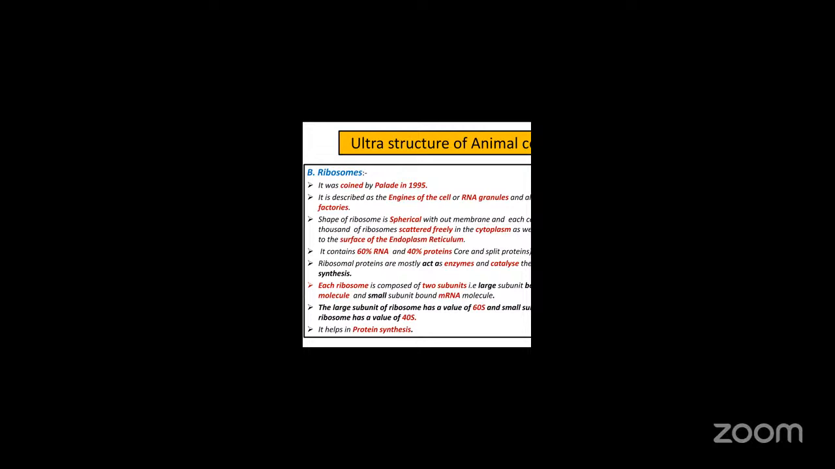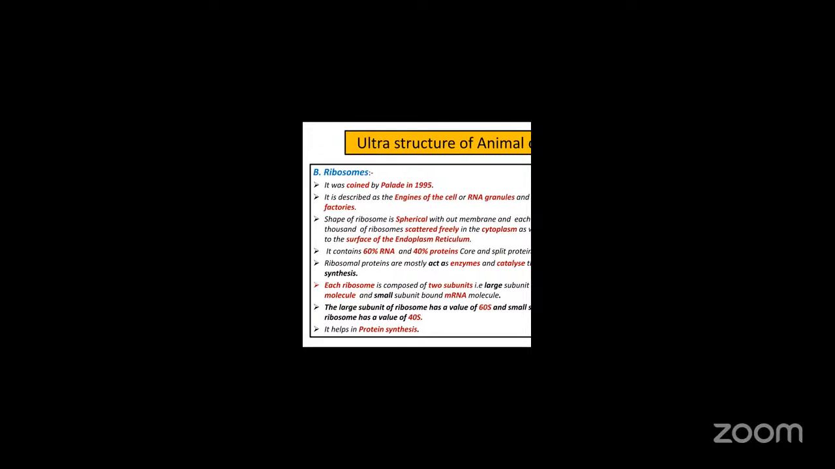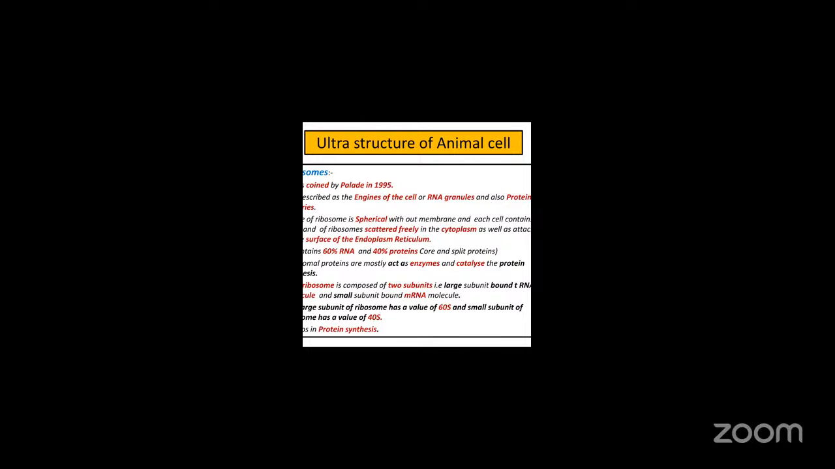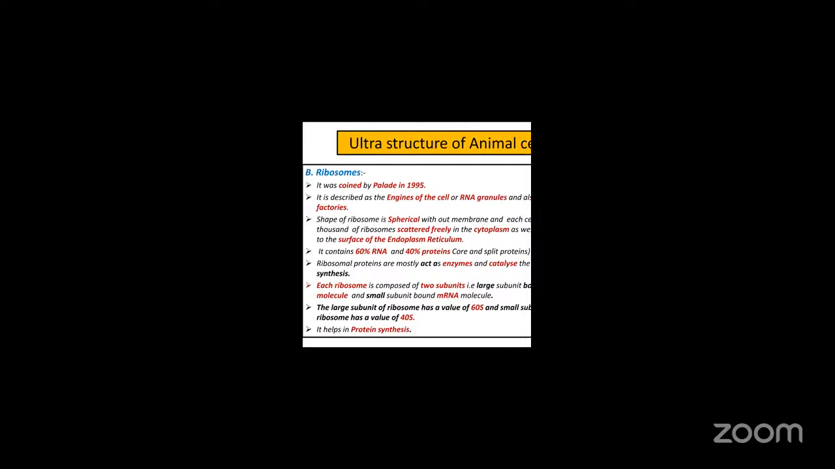As for its shape, it is spherical without a membrane, and each cell contains thousands of ribosomes, which are scattered freely in the cytoplasm, and they are also present on the surface of the endoplasmic reticulum. Each ribosome consists of 60% RNA and 40% protein. And ribosomal proteins act as enzymes and also catalyze protein synthesis.